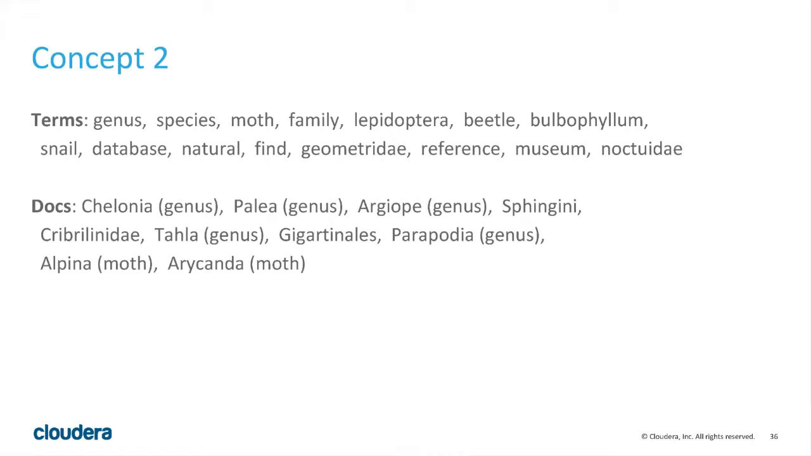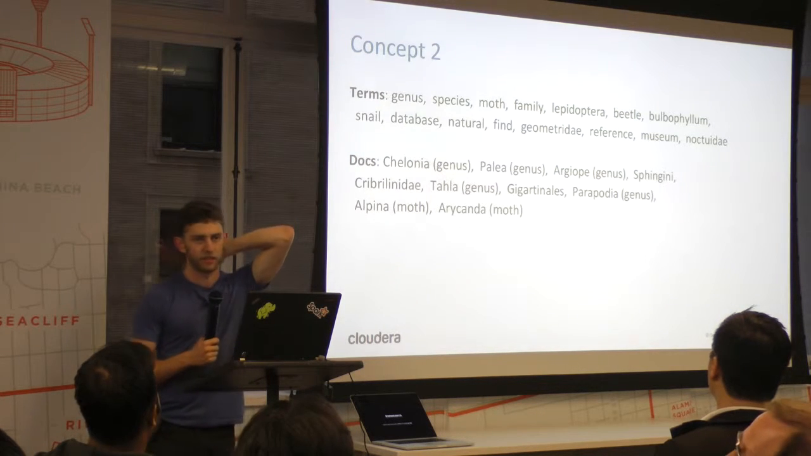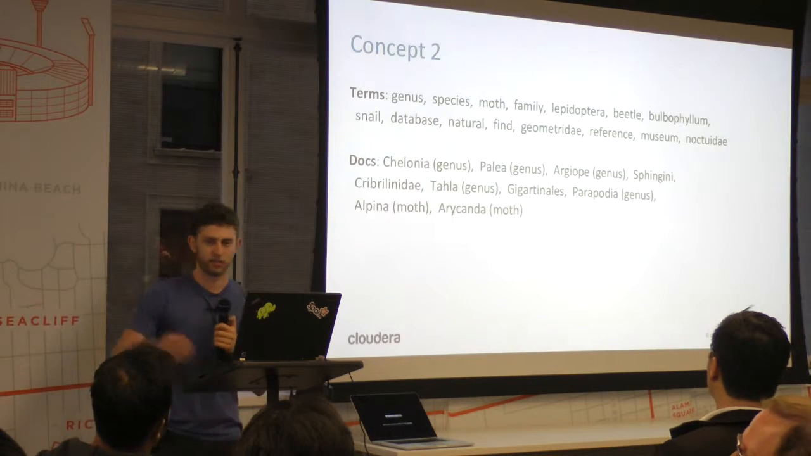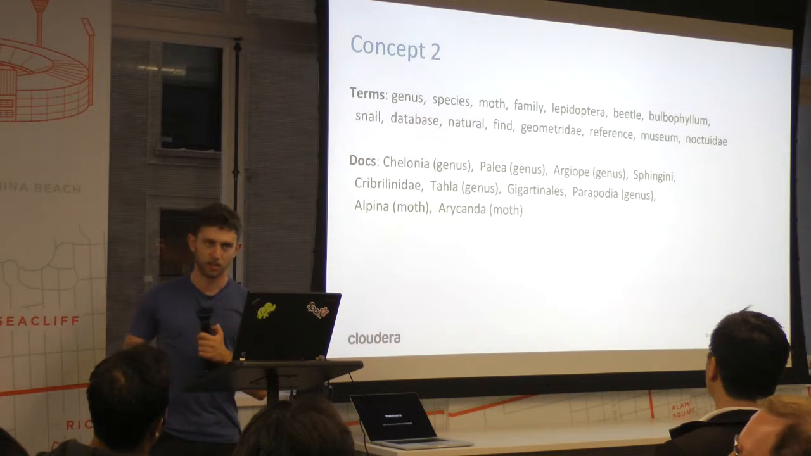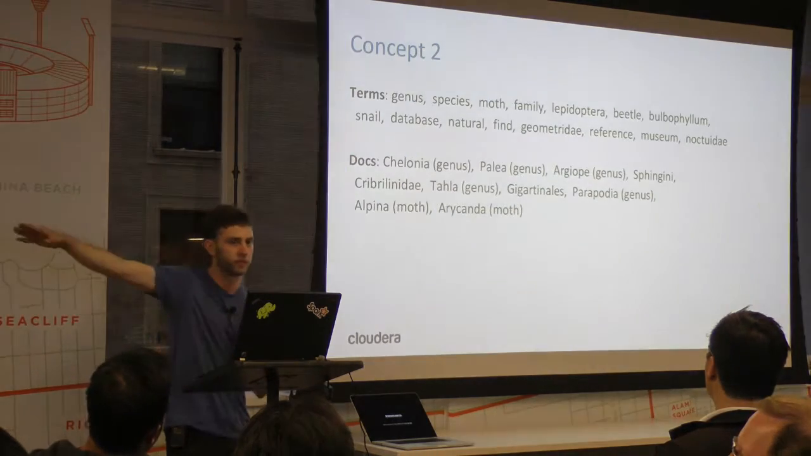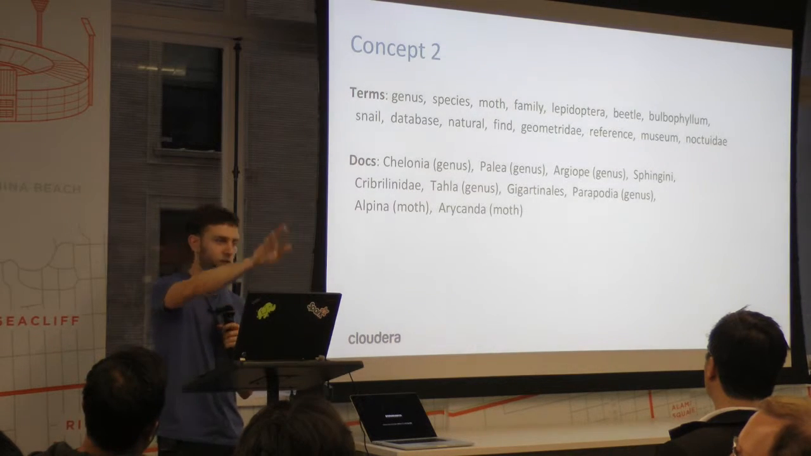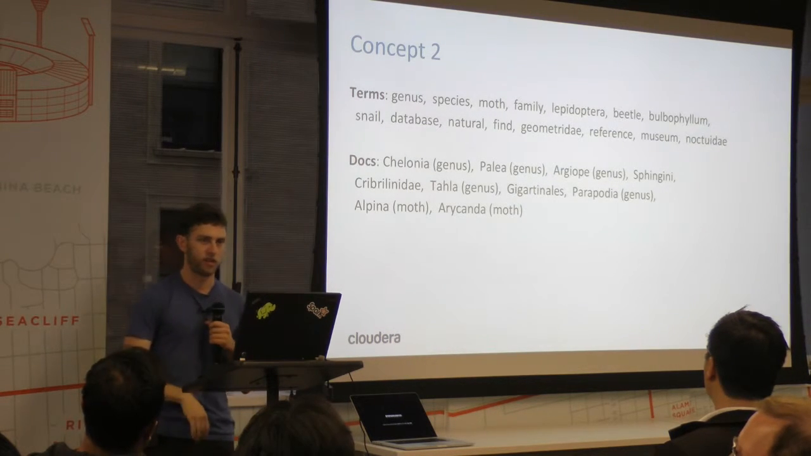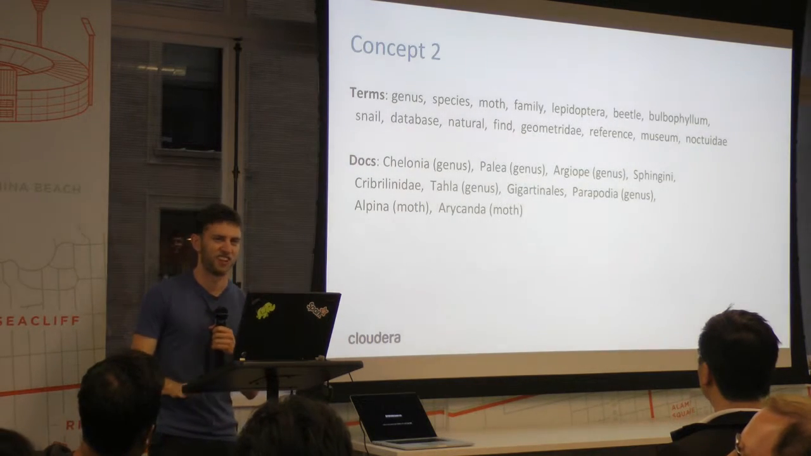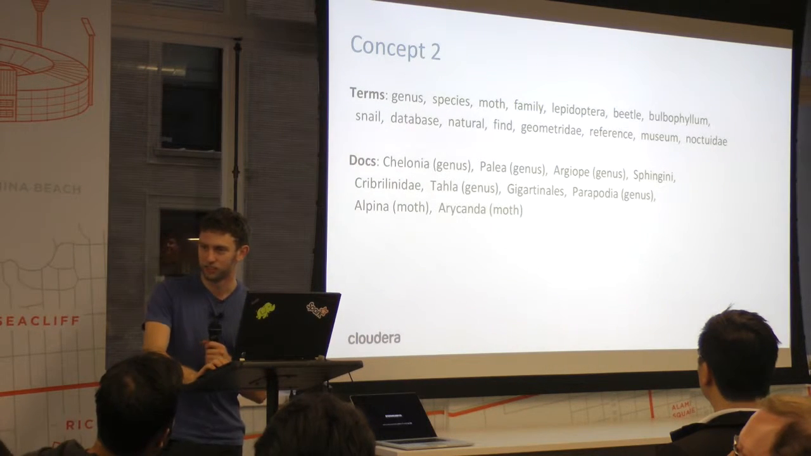Concept 2. So we have terms like genus, species, moth, family, Lepidoptera, and the documents are all these particular genuses of bugs. So this seems to be related to the biology of bugs. And again, it's kind of cool. Our LSA has totally grouped these together for us. We haven't done any manual supervision to say that, let's say, the word genus is related to the word species, or that Giganternalis is related to Parapodia. Any questions on that? Cool.